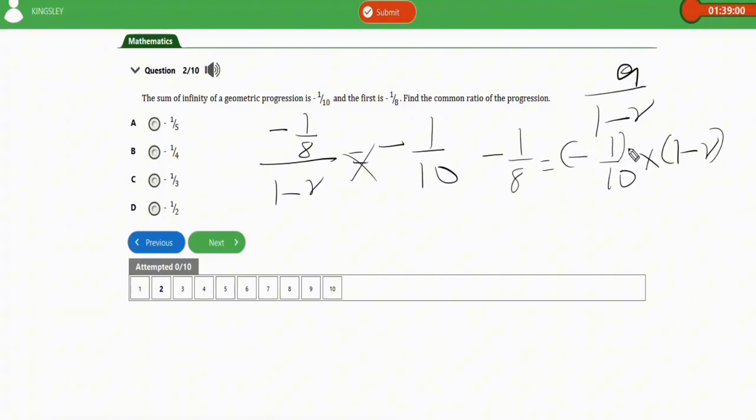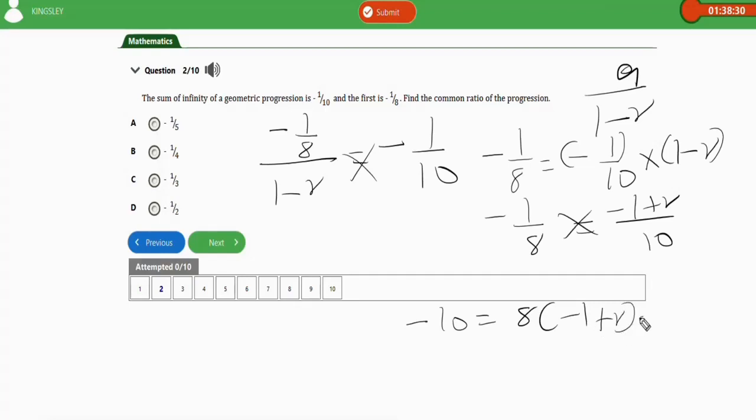Minus 1 times 1 gives us minus 1. Minus 1 times minus r gives us plus r, so we have minus 1 plus r over 10 equals minus 1 over 8. So when you cross multiply, minus 1 times 10 gives minus 10 equals 8 in bracket, minus 1 plus r. When you simplify this, 8 times minus 1 is minus 8, plus 8 times r, 8r.